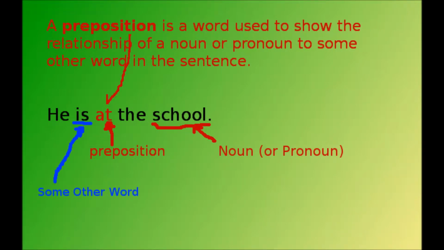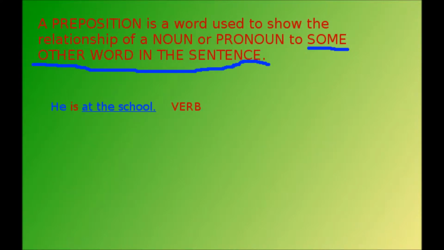This group of words, at the school, the preposition and the words that go with it, are what we call a prepositional phrase. We'll talk more about that later, but for now, understand that a prepositional phrase can link a noun or a pronoun with either a verb, as it did in this sentence, or a noun or a pronoun, as it's doing here.